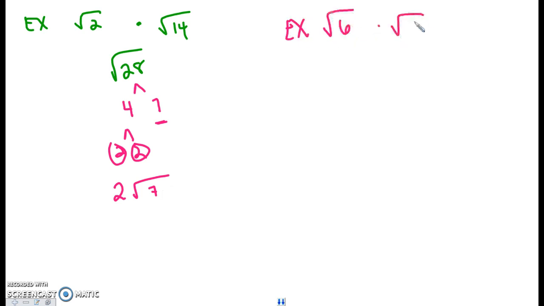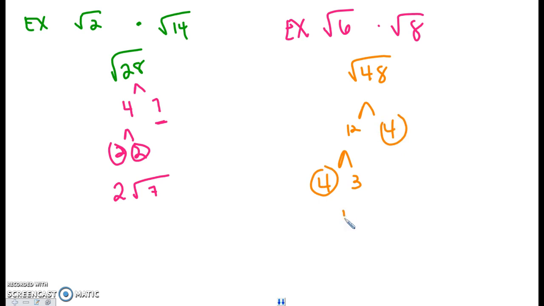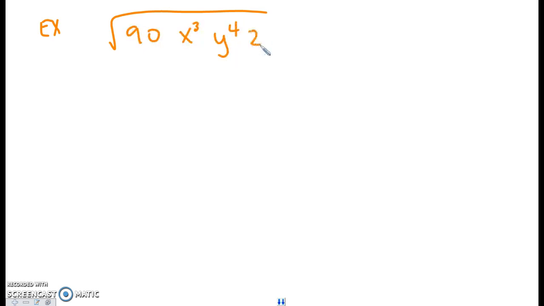Radical 6 times radical 8. We should get radical 48. Which if I do a factor tree of, and I'm not going to break it down all the way to its primes because I can see that pair of 4's hanging out, and I would do 4 radical 3. So it works really well on those kinds of numbers, but it also can work if I have something like 90 x cubed y to the 4th z to the 5th.